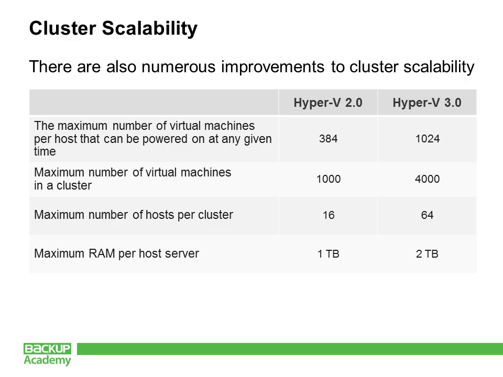The maximum amount of RAM per host server. In HyperV 2.0, you could have 1 terabyte of RAM. That's doubled in HyperV 3.0. Now you can have a full 2 terabytes of RAM per host server. So Microsoft has really made some great scalability improvements for clustering in HyperV 3.0.